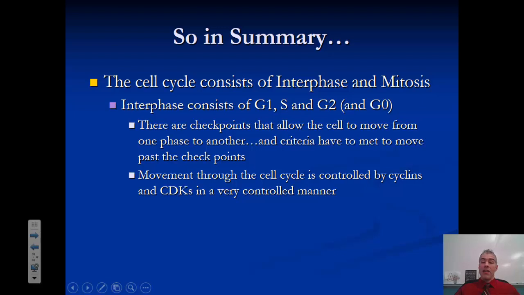The DNA has to be replicated. It has to grow properly. The mitotic spindle fibers have to be attached properly in order to get from one phase to another.